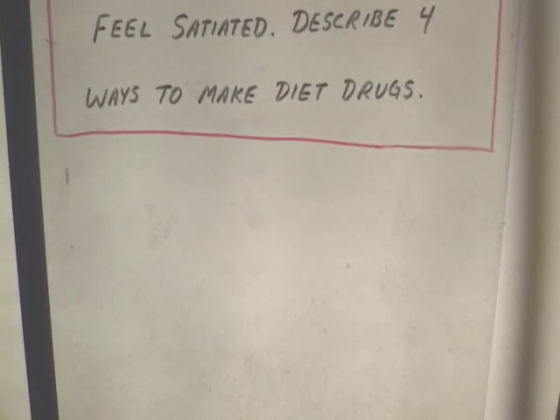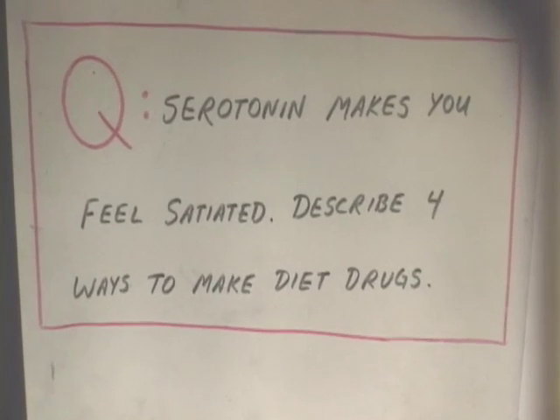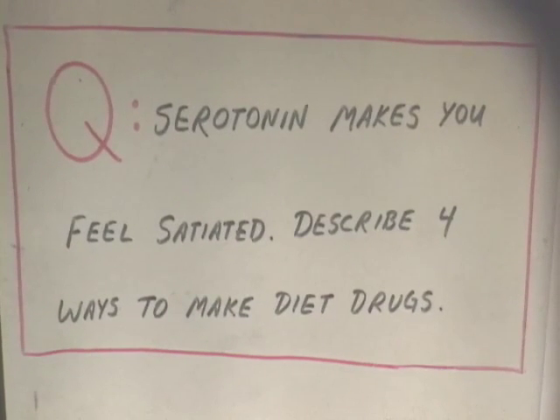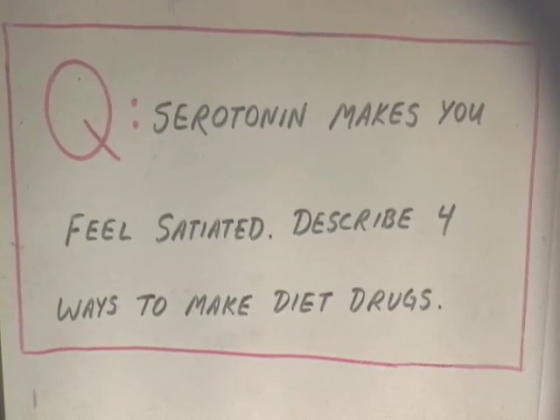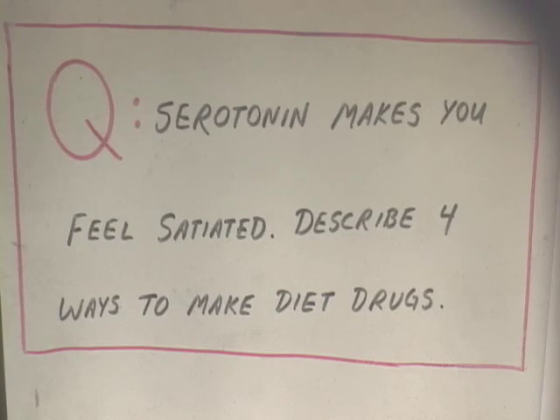Given that it also tends to make people feel satiated on average, I want you to think about 4 different ways that you could design a diet drug based on this knowledge. And by this I mean, okay, we know serotonin makes you feel satiated, so to get that feeling of satiation, one way is to have people eat a lot of food. That's not going to help as a diet drug. Alternatively, we can have them feel as if they've eaten a lot.